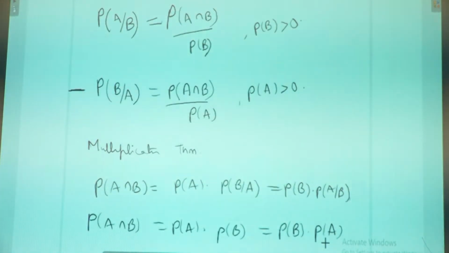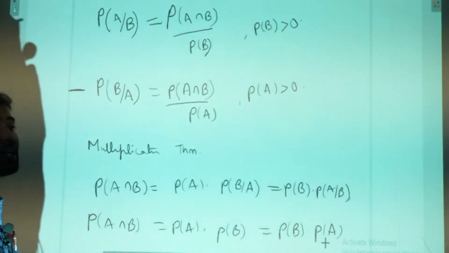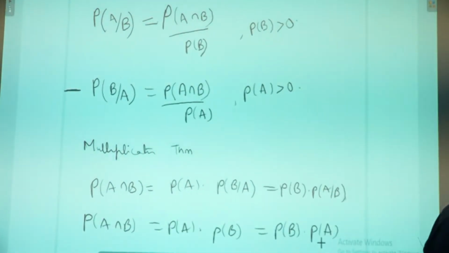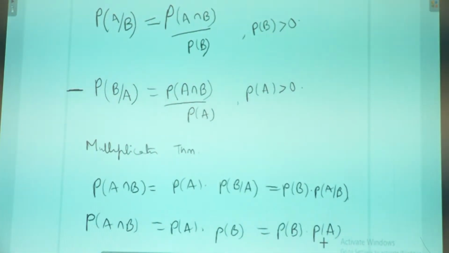So write a note there. If A and B are independent, then P of A intersection B is equal to P of A into P of B. But nowhere will it be mentioned whether the events are mutually independent or not. We have to check and decide whether they are independent or not. So by default they are not mutually independent.